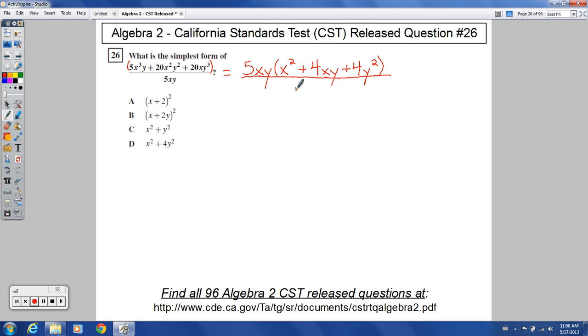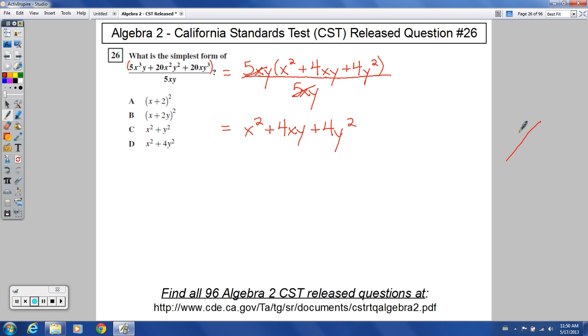And on the bottom, I still have a 5xy, so I'm going to put that on the bottom. And then look at that. What do you notice? What do you see? 5xy, 5xy. They're the same, so they're going to cancel. So we're just left with x squared plus 4xy plus 4y squared.